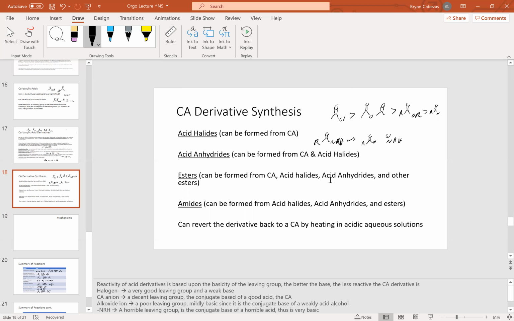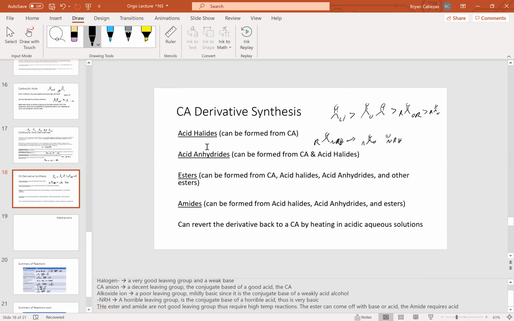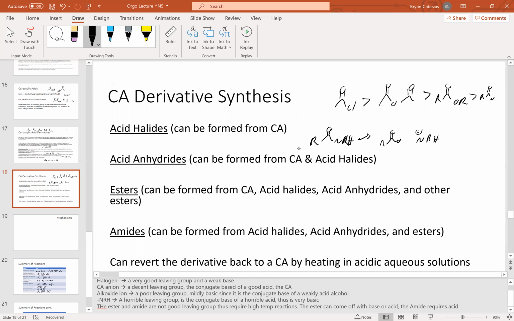So that's the end of it. Just so you guys know, in case you want to revert any of these derivatives, the halides, the anhydrides, the esters, or amides back into the carboxylic acid, all you would need to do is heat your solution in some acid, right? Specifically, acid halides and acid anhydrides, you can even put them back into carboxylic acid with just straight up water, right? Because they're really reactive. But for the esters and amides, you want to make sure that you have a high temperature for your reaction, because those are relatively less reactive.